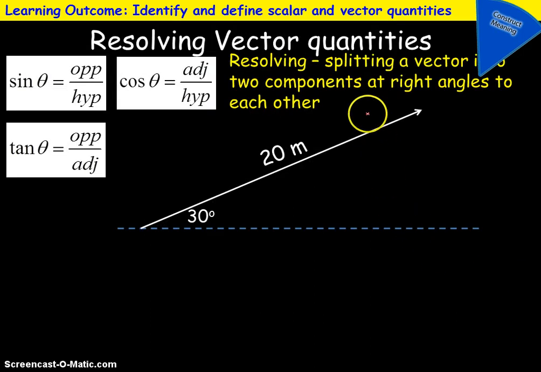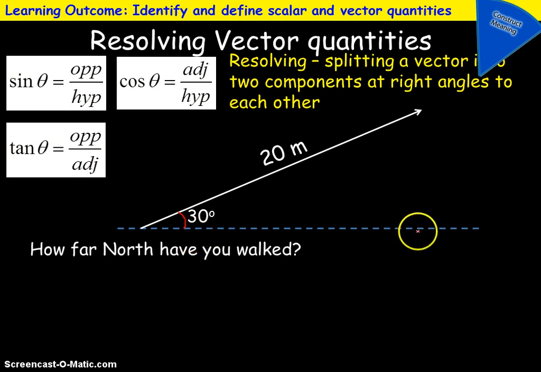In order to solve these problems with a vector, we have to use trigonometry. So any vector that is at an angle, like the one shown in this diagram, where I've got a vector of 20 meters, so it's a displacement, at an angle of 30 degrees. What I have to do is resolve it into the vertical component and the horizontal component. So think of it as how far north, the vertical component, this person has walked, compared to how far east they've gone. So the vertical component would be this arrow here.